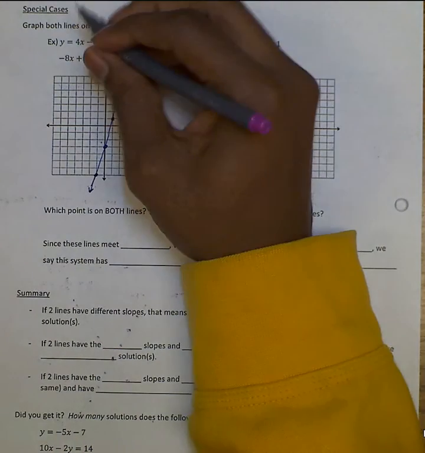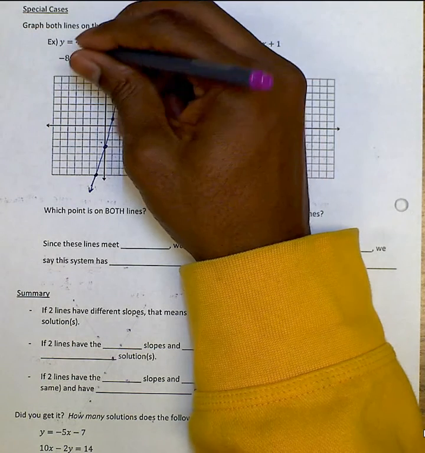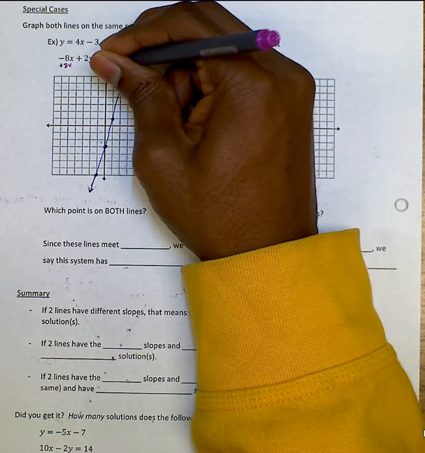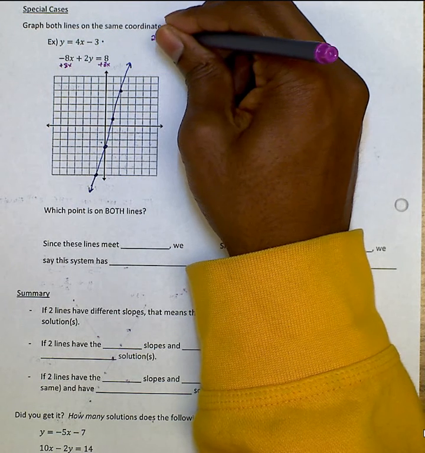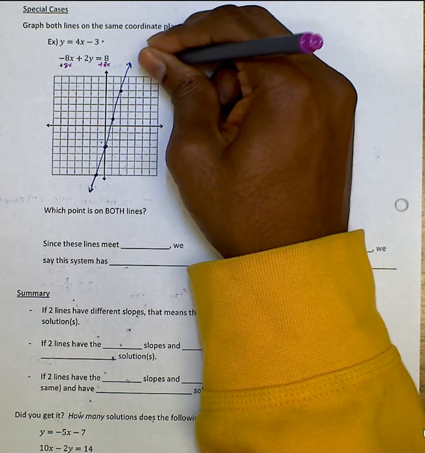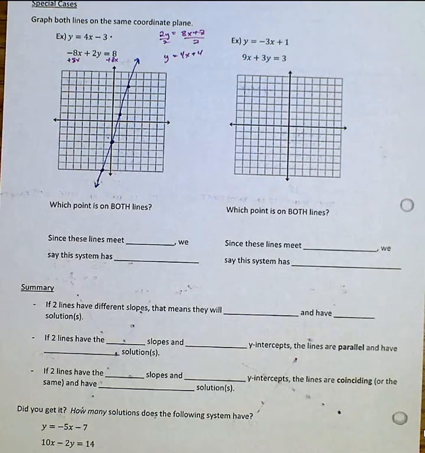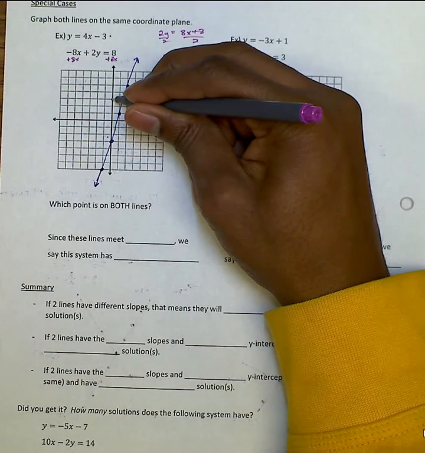Alright. My second line, again, is not in slope-intercept form. I could use the standard form to find the intercepts, but just to show the point of what I wanted to make sure I show here, I'm not going to do that. I'm going to put it in slope-intercept form. So 8x plus 8 divided by 2. You get y equals 4x plus 4. Okay? So now that's slope-intercept form. So plus 4, 1, 2, 3, 4.